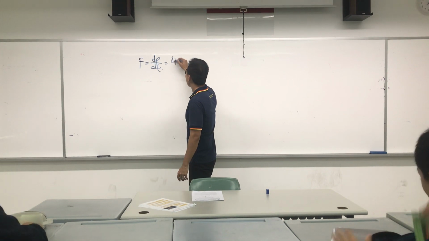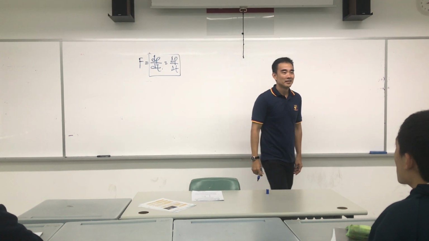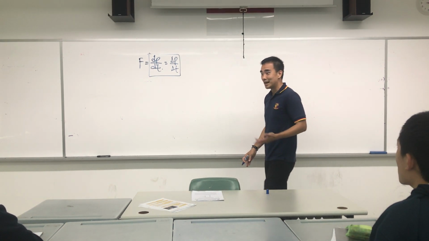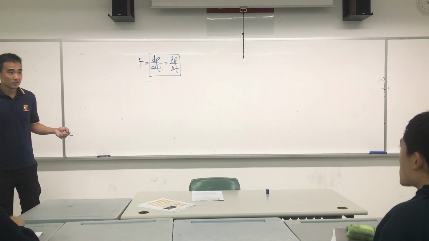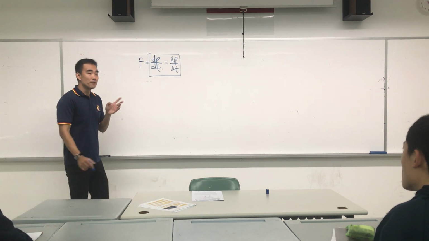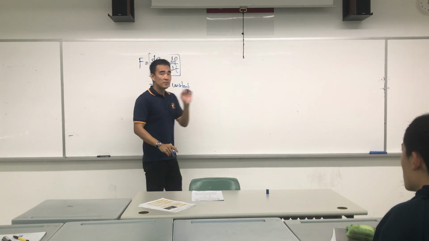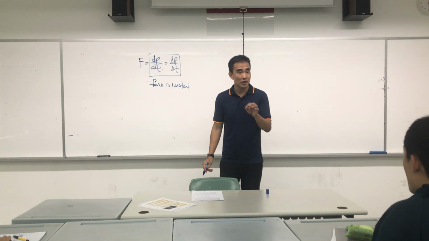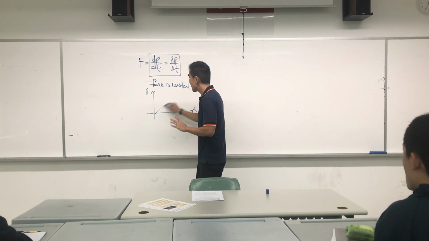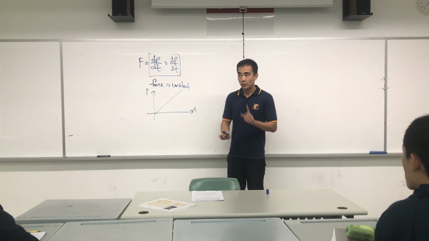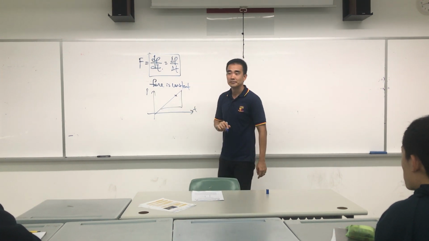First question: when is this equation correct? When is dP/dt equal to delta P upon delta T? When the force is constant, that's correct. When the force is constant, dP/dt at any point of time is equal to delta P upon delta T. Why? Because if the force is constant, the momentum change per unit time is constant, which means dP/dt is the same as delta P upon delta T.